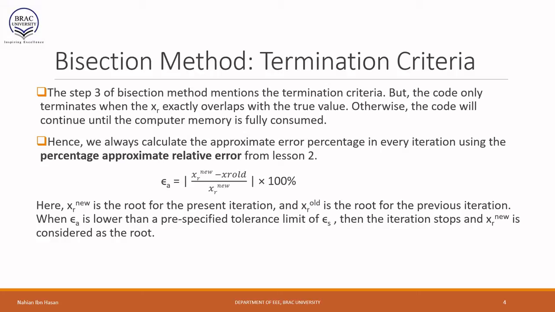So we have seen the algorithm and the termination criteria of the bisection method. Let's look at an example so that we can be more sure of what we are doing in the bisection method.